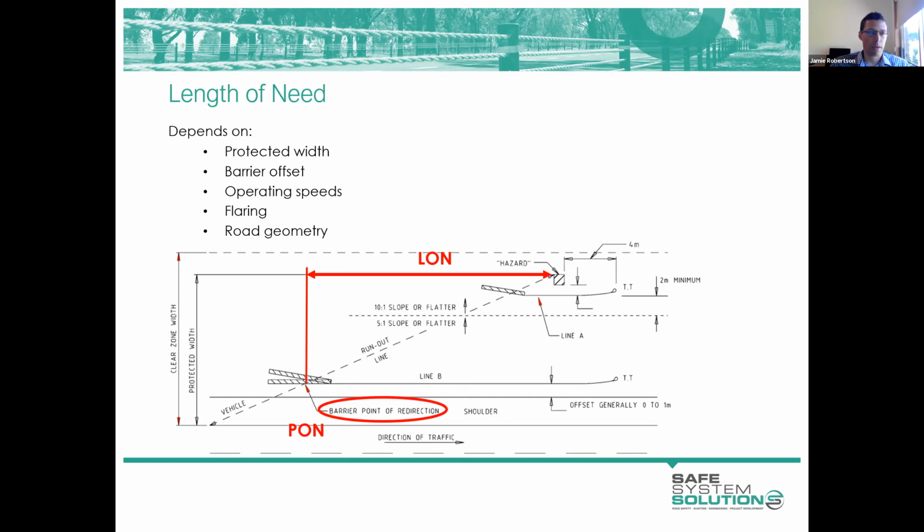Our speeds impact our length of need, whether the terminal or the barrier is flared away from the road. If we can flare a barrier to cut off that run out line sooner, we can get away with a shorter barrier length. And our road geometry comes into play. Curved and straight sections are treated differently.